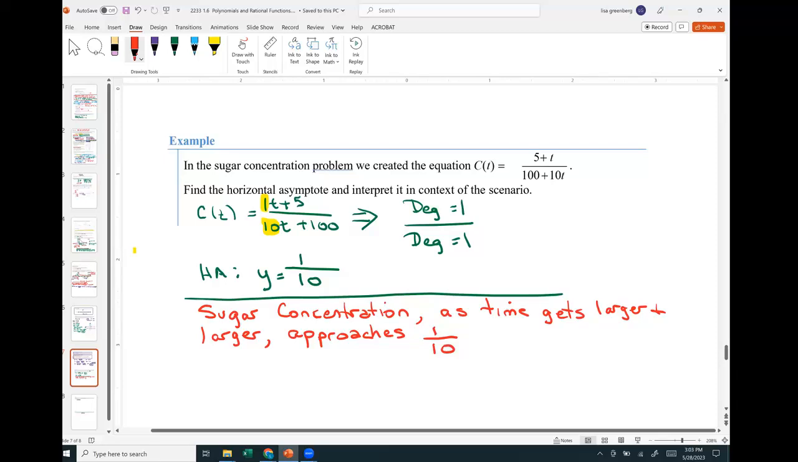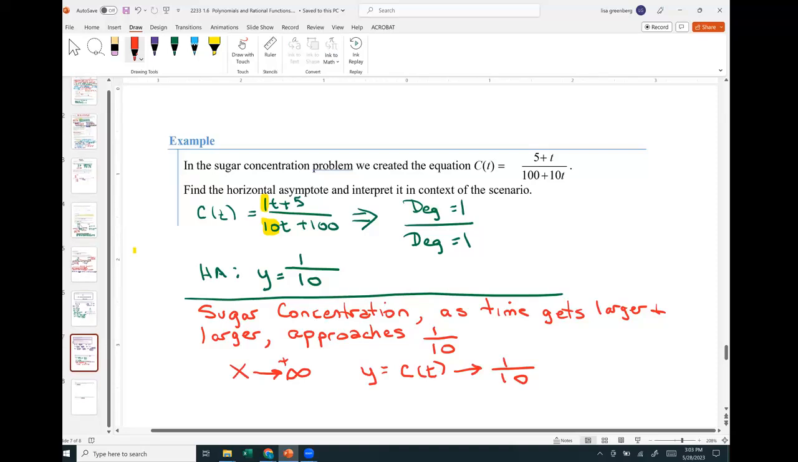So as x goes to positive infinity, since we're talking about time, we're not going to talk about negative infinity. My y value, which is the same as the concentration of the sugar, it goes to 1/10. And that's basically what this means.